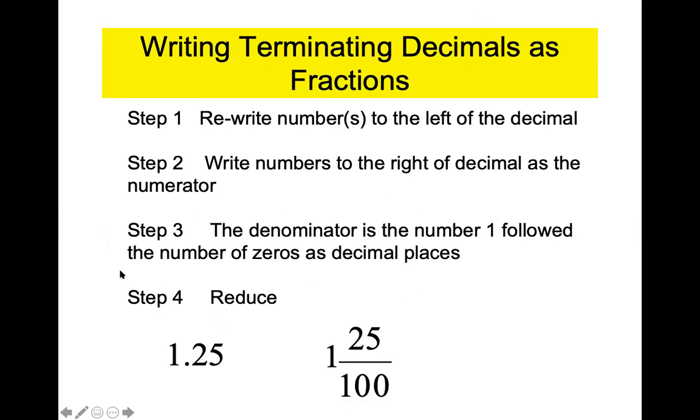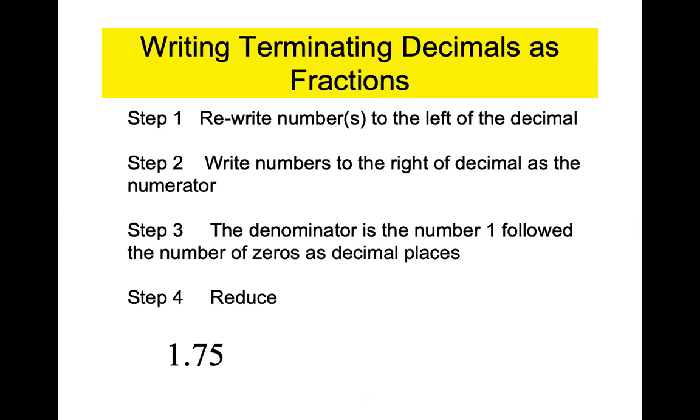You've done this before. The very, very last step, though, is reduce. So we reduce 25 over 100. 25 goes into both of these numbers. 25 goes into 25 once. 25 goes into 100 4 times. So 1 1/4. We probably need to see this a few more times, so let's do a few more of these.